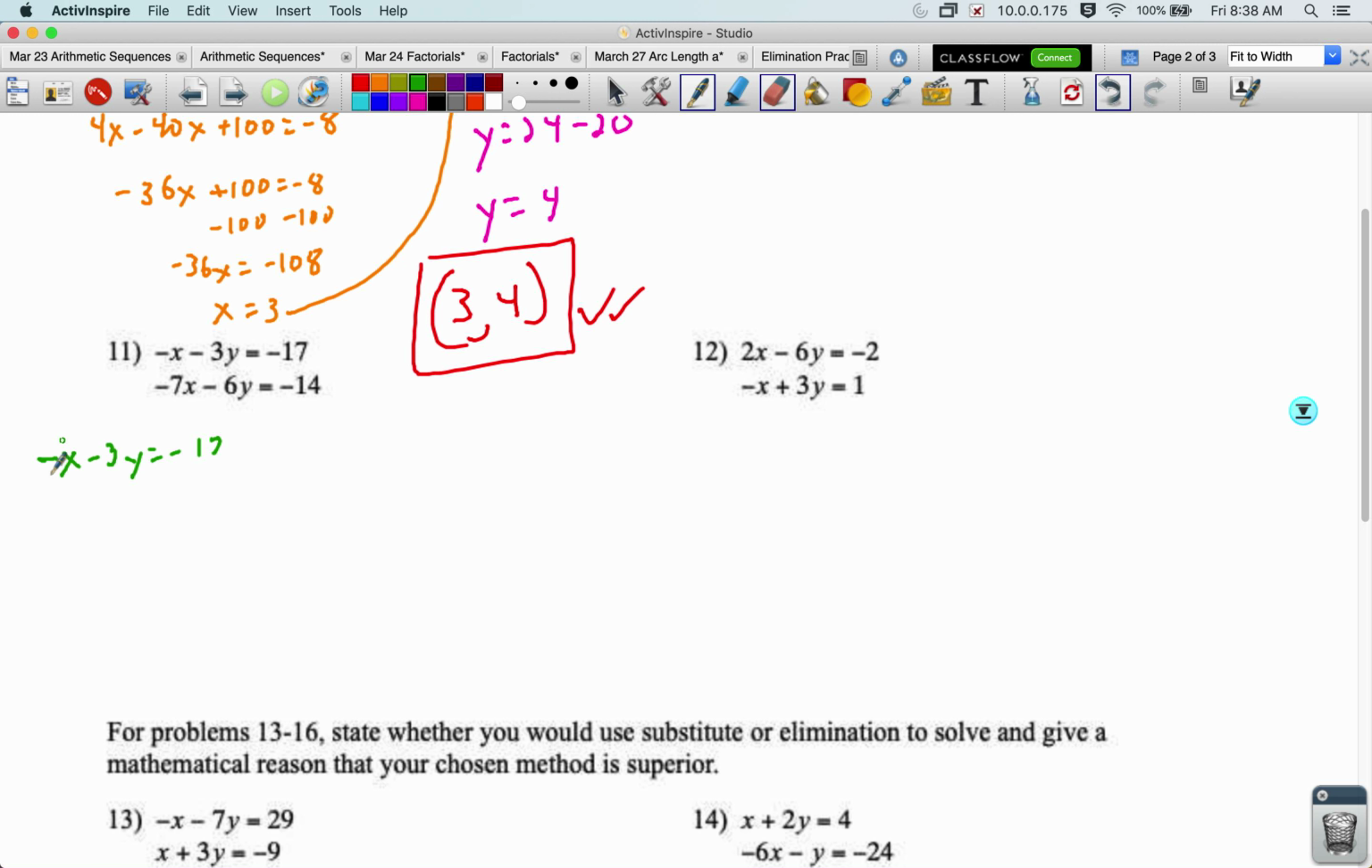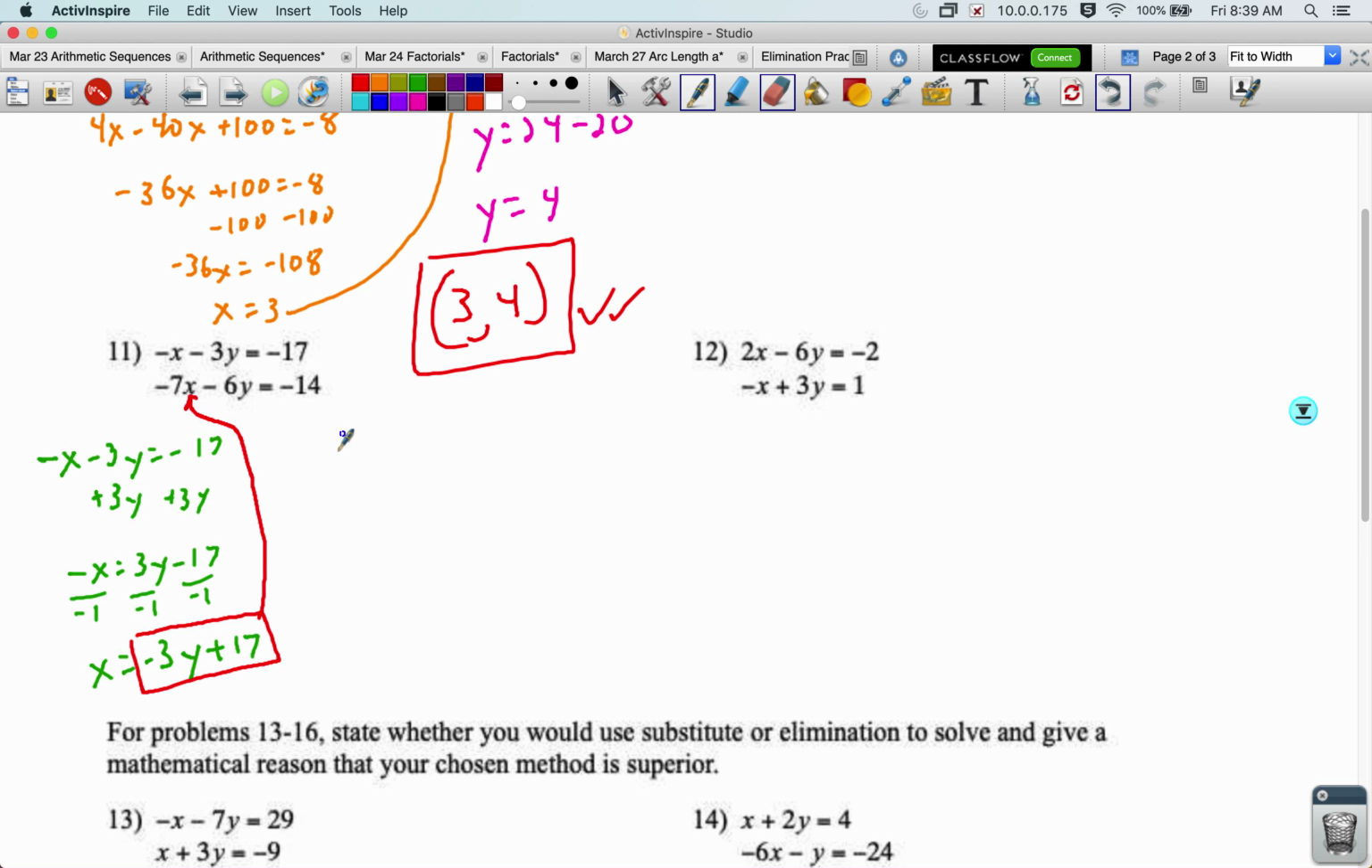All right, and I'm going to try to isolate this x here. So I'm going to add 3y to both sides. Negative x equals 3y minus 17. I'm going to divide everything by negative 1, and I get x equals negative 3y plus 17. Now I do have a variable isolated. I have to keep track. This came from that top equation, so I've got to plug it into the bottom equation. I'll plug it in right there for x.